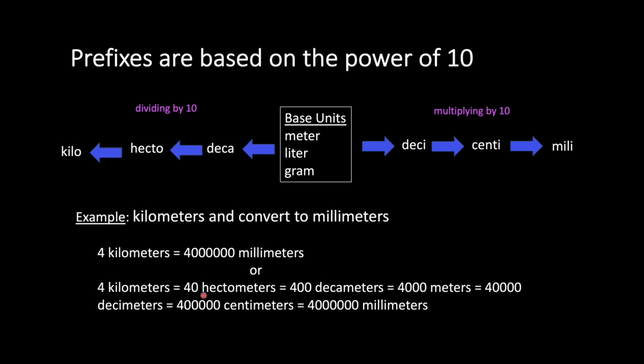So then we go to 4 hectometers. Then we're going to the right again, 400 decameters. To the right again, 4,000 meters. Now we're at our base unit. To the right again, 40,000 decimeters. Again to the right, 400,000 centimeters. And lastly, now we got 4 million millimeters.